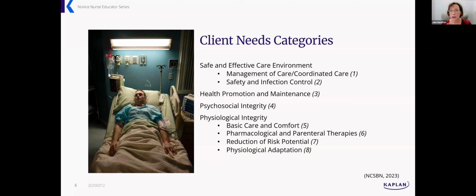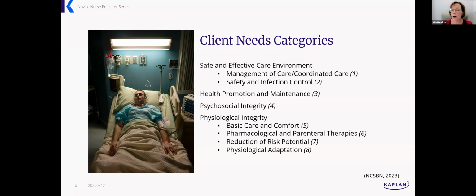Now, if you look to the far right, I've got numbers. I don't want this to confuse you. In the language, and generally when you go to a conference or a webinar where we're speaking about the NCLEX test plan, it's referred to as the 8 client needs categories. That's based on the main categories and those 2 subcategories from the main categories.